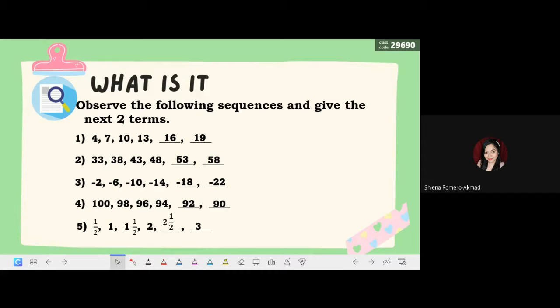Bakit mag-join ulit si Valenzuela? Valenzuela, nag-join ka ulit? Opo, ma'am, sira po kasi yung mic, ma'am, ng isa. Okay.